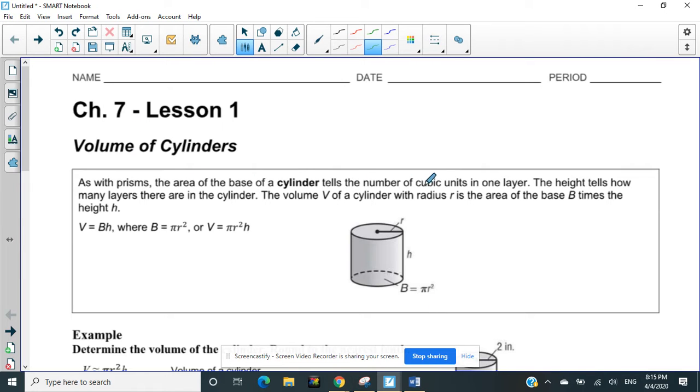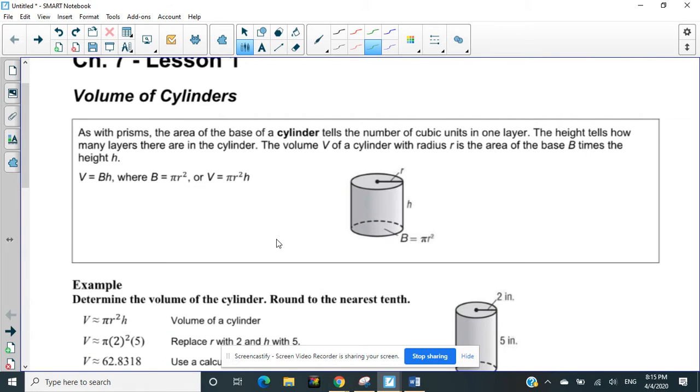It's volume of cylinders. Now we've covered this in class already, and I'm pretty sure you're familiar with the formula V equals area of the base times the height, where B represents pi r squared. So notice that when we put it all together, volume equals pi r squared times the height. So that's basically what we're going to be doing.